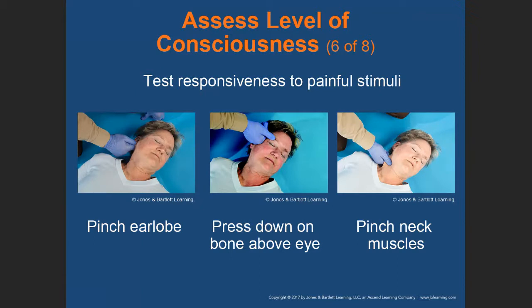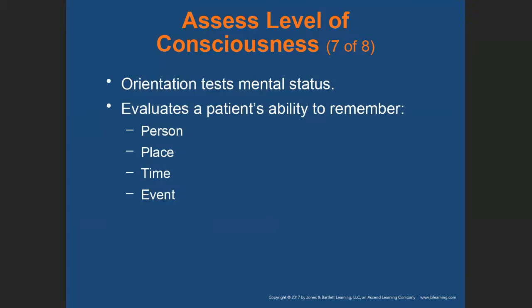Areas that you will consider checking for pain can be pinching the earlobe, pressure on the supraorbital nerve, pinching the neck, pressure on the cuticle of the nail, and in extreme circumstances, you can attempt a sternum rub, but make sure you consider the history of the patient and the gender as well.